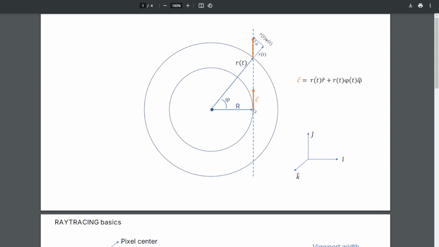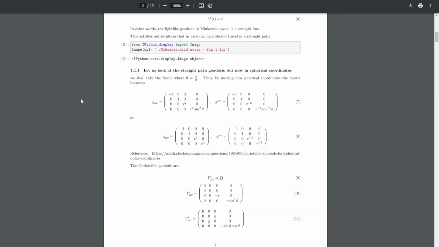So like I said, this photon moves up and it will always move up. And in our spherical coordinate system, this velocity has two components. We have the radial component, which is r dot t, and the angular component, which is r phi dot, right? So our vector c is split up into these components. We have the radial r dot t r hat plus r phi dot phi hat. All right.